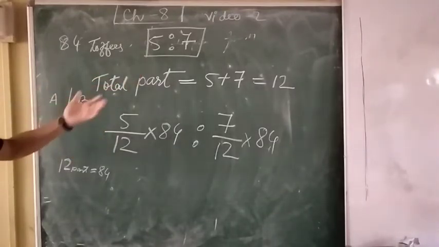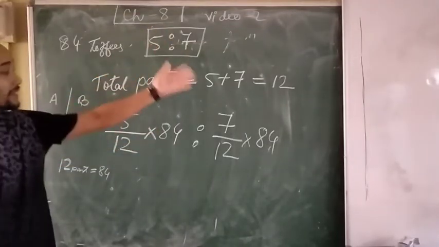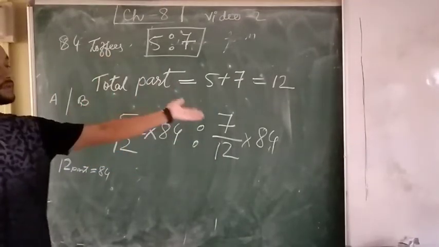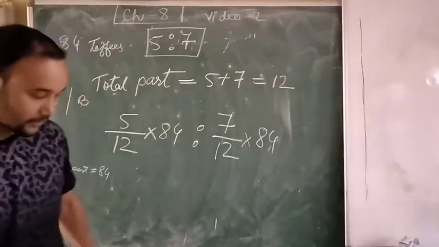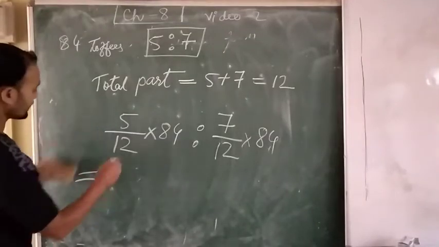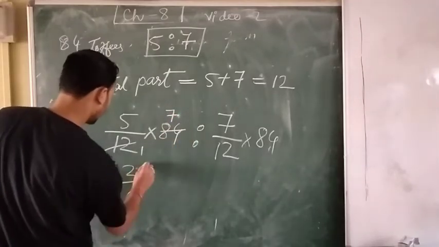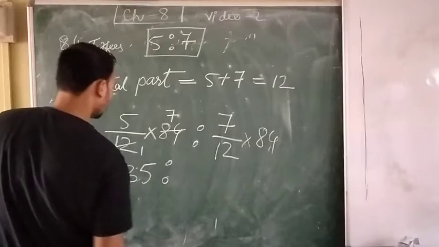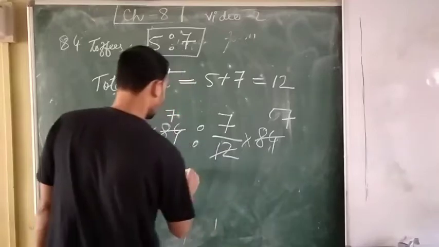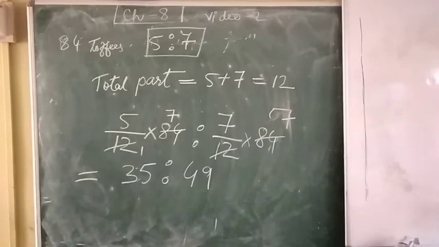5 out of 12 of what? Of the total topic. So the total topic is 84. Similarly in the case of this 7, the second child is getting 7 parts of the total, of 84 toffees. So put this. Now simply divide it. Simply do the sum calculation. Now it will be 12 1 in the 7 35. 7 is to 7. So our new ratio is 35 is to 49.